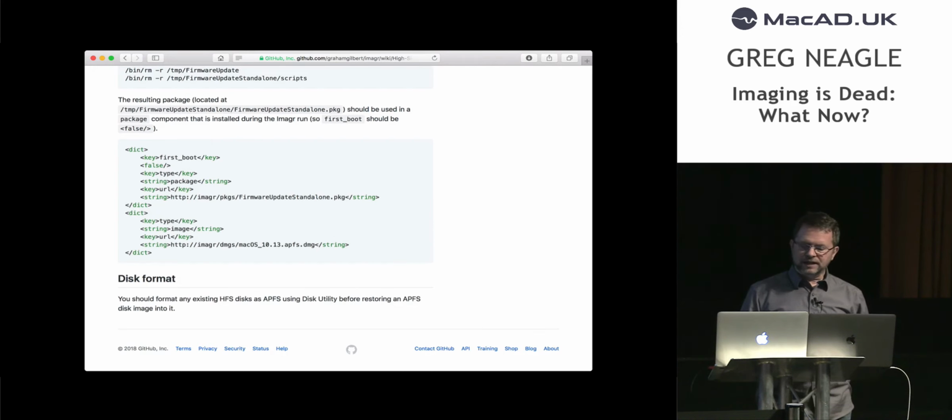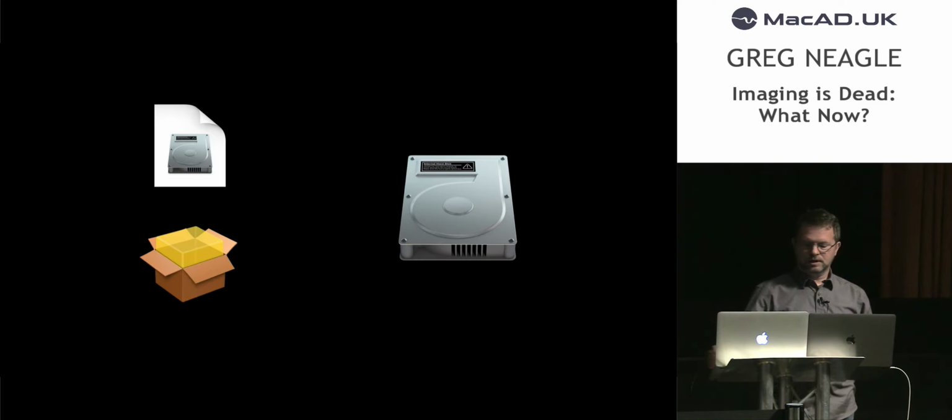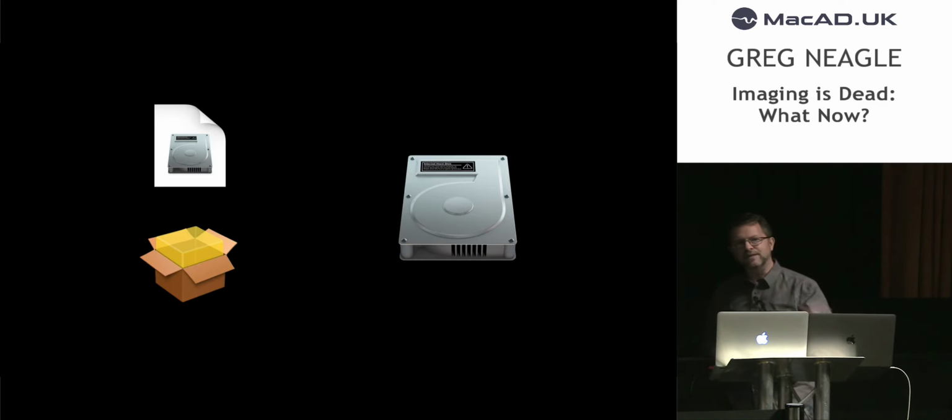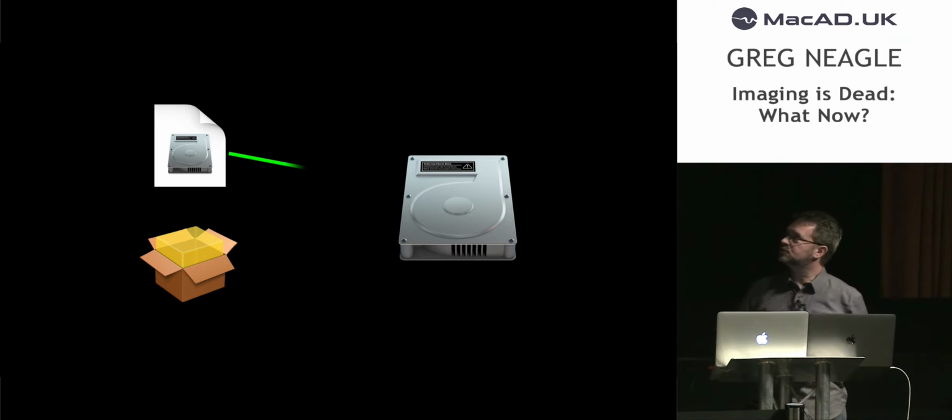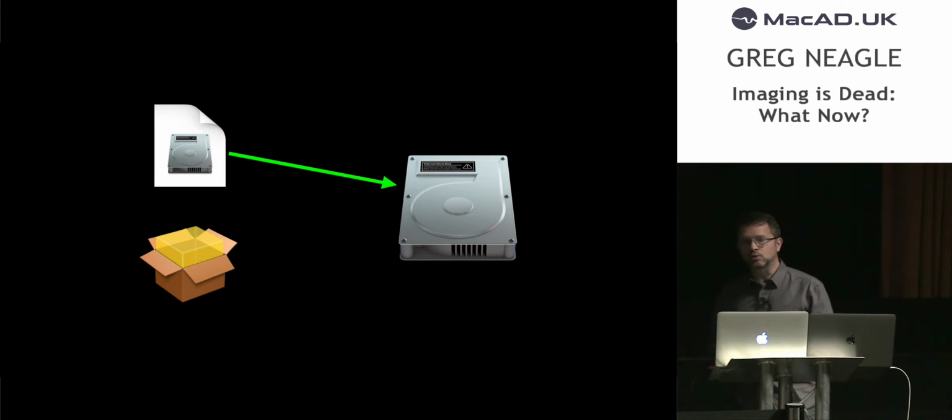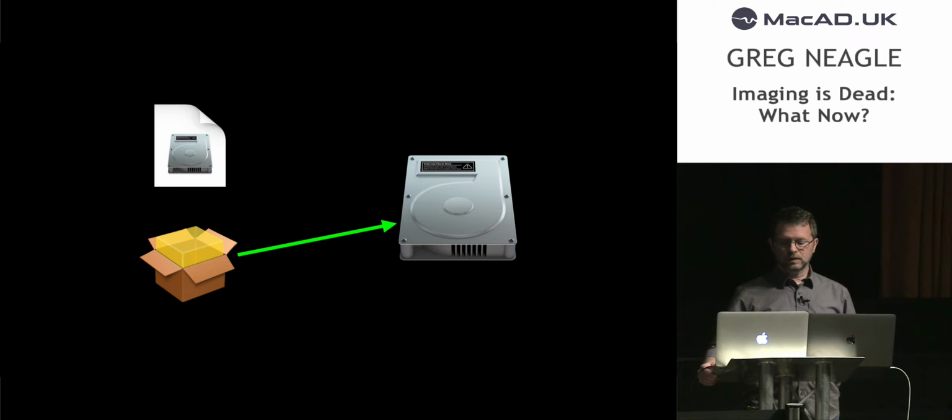So very clever Mac admins have figured out ways to get that firmware, which is normally in the macOS installer, get a firmware package, and then you could, in theory, restore an image to the disk and also install that firmware update package. And now you have a machine that will boot because you've updated the EFI firmware. So imaging is not dead. Thank you very much. Any questions?